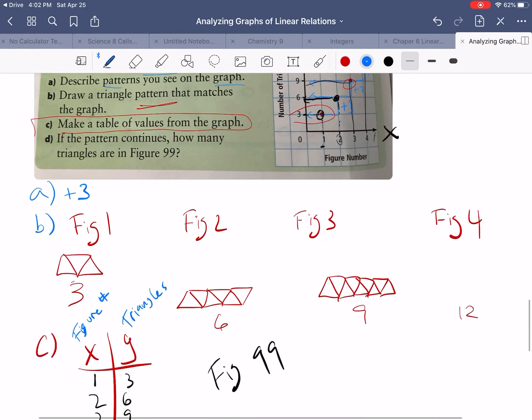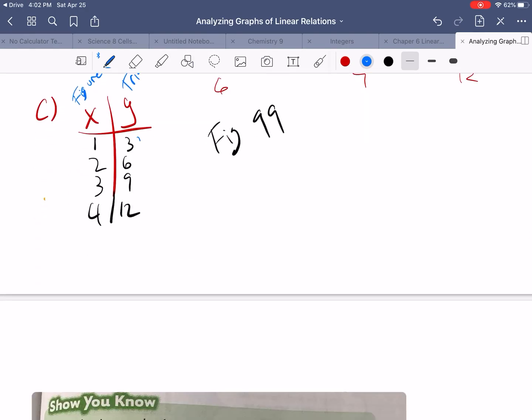And then the third thing that we had to do was find the pattern. So I'm going to find the pattern just by looking at this. And you go to your y only, okay? You're looking at your y. You're not looking at anything else. So what was the pattern? Well, I can see here that you added 3. So the pattern was 3.